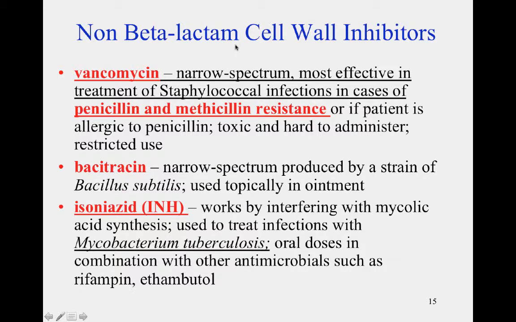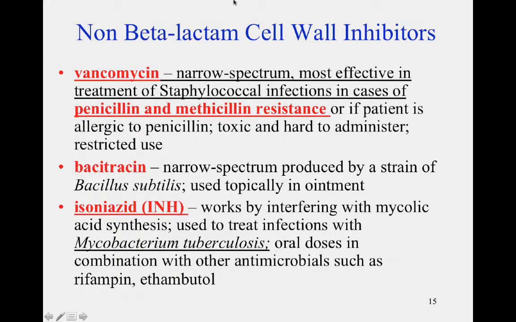Now, the non-beta-lactam cell wall inhibitors would include vancomycin, so this can be used to treat Staph aureus infections in cases of penicillin and methicillin resistance, MRSA cases, or if the patient is allergic to penicillin. This is associated with restricted use, though, because of its associated toxicity, and it is hard to administer.